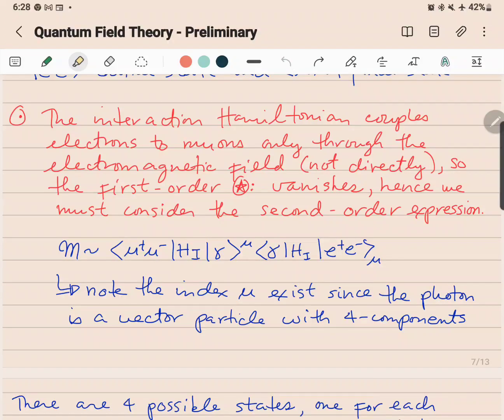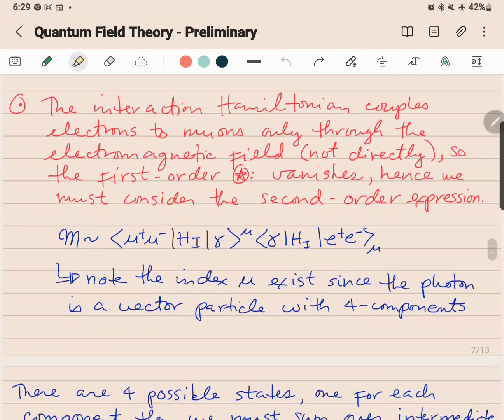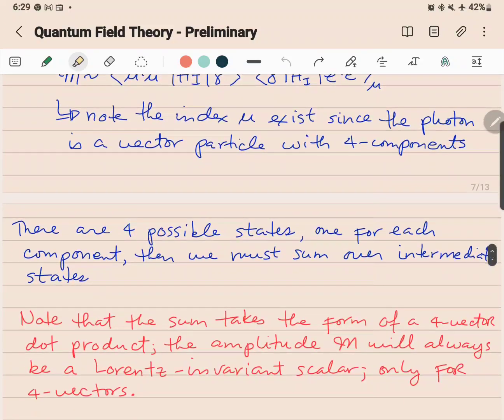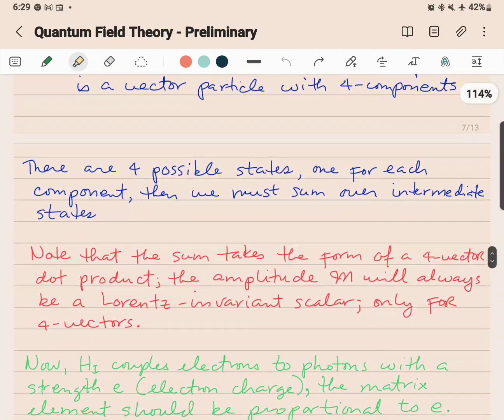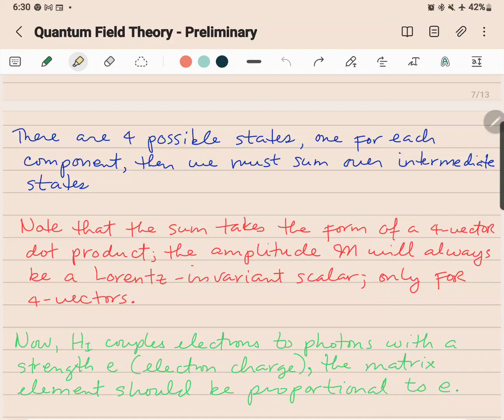So note that the index mu exists since the photon is a vector particle with 4 components. So there are 4 possible states for each component. Then we must sum over the intermediate states. Note that the sum takes the form of a 4-vector dot product. The amplitude M will always be a Lorentz invariant scalar. This is only for 4-vectors.